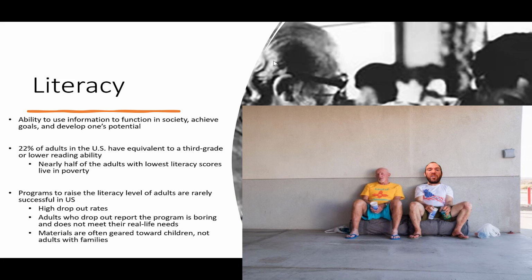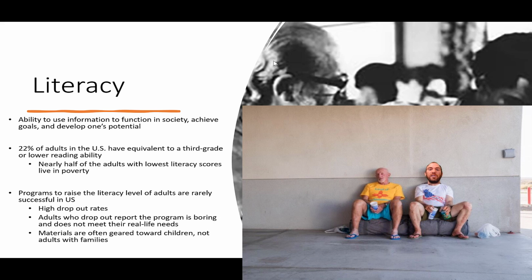And finally, literacy, which is the ability to use information to function in society, achieve goals, and develop one's potential. 22% of adults in the U.S. have equivalent to a third grade or lower reading ability. Nearly half of the adults with lowest literacy scores live in poverty. Programs to raise the literacy level of adults are rarely successful in the U.S. There are high dropout rates. Adults who drop out report the program is boring and does not meet their real-life needs. Materials are often geared toward children, not adults with families.